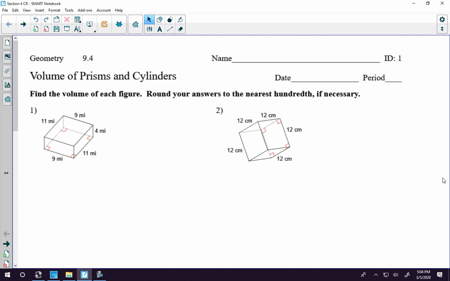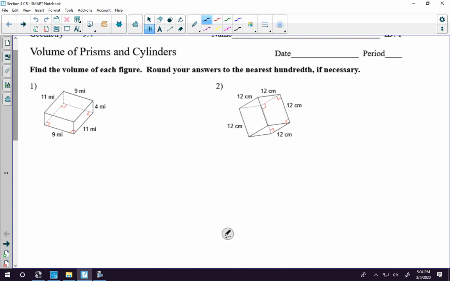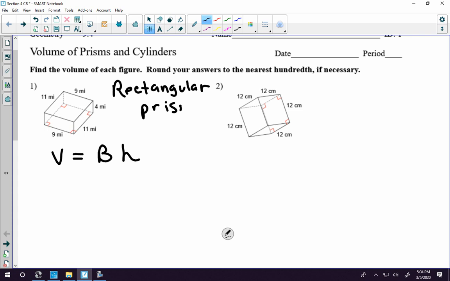Okay, so number one, the volume inside of a prism. 1 and 2 are prisms. To find the amount of space inside of a prism, it's going to be found by taking the area of the base times the height. So first we need to name number one. It's a rectangular prism. So we need to find the area of the base times the height, and that'll be the space inside of this rectangular prism.